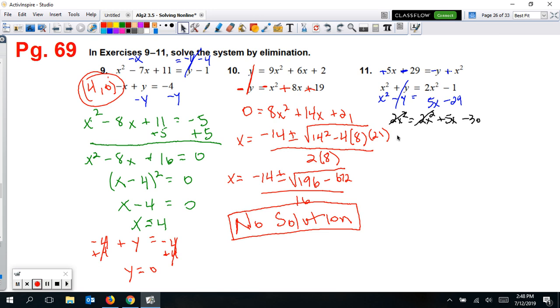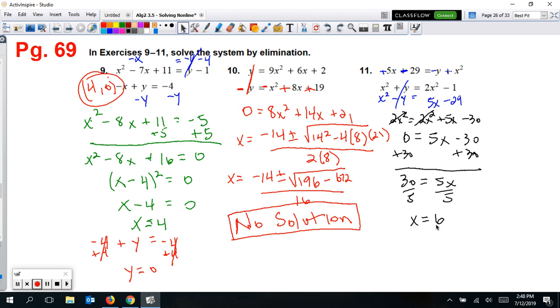So that leaves us with 0 now over here and just these two terms. So 0 equals 5x minus 30. Let's go ahead and add 30 to both sides, bring the 30 to the other side. So that's going to be 30 equal to 5x, and divide by 5. So here x is going to equal 6. So you can tell we're only getting one answer for x. There's only going to be one ordered pair solution on this one. There's only one intersecting point.